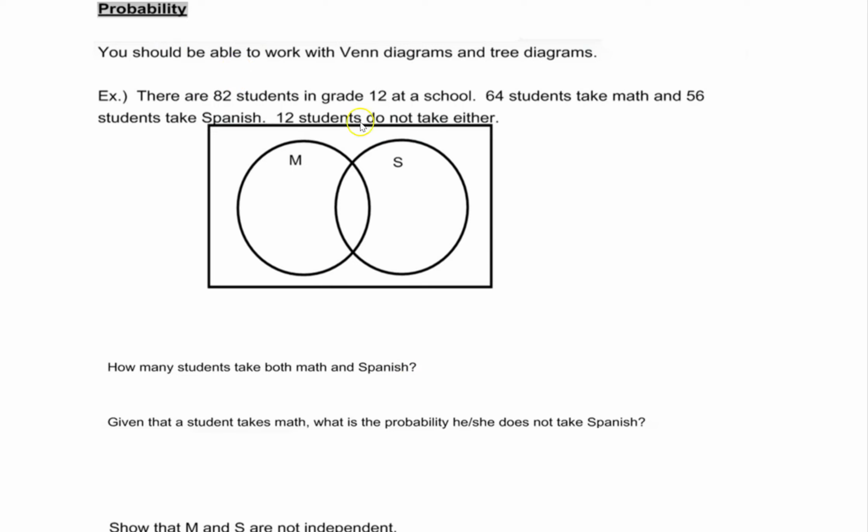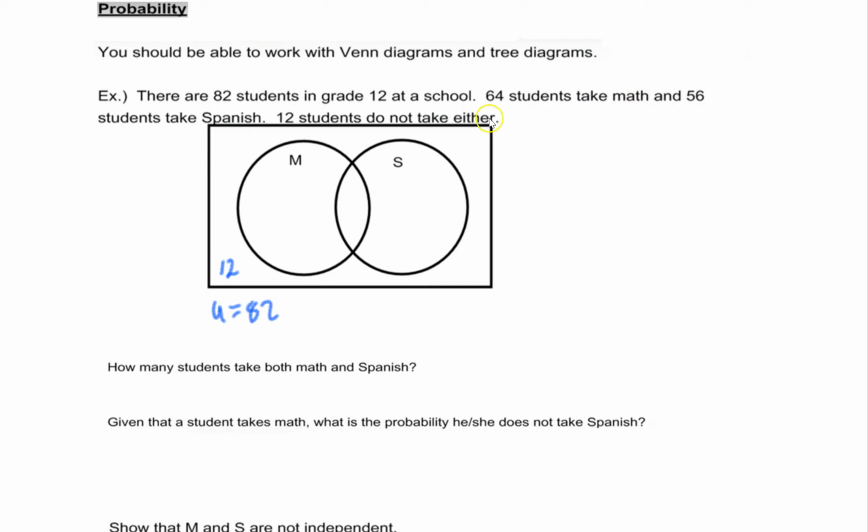Now, before I can answer that, let me fill a couple things out. So my universe here is 82. I have 82 students. A couple other things: 64 students take math, 56 take Spanish, 12 students take neither. So those students are out here, not taking math. So like that. Now, I know 64 students take math and 56 take Spanish.